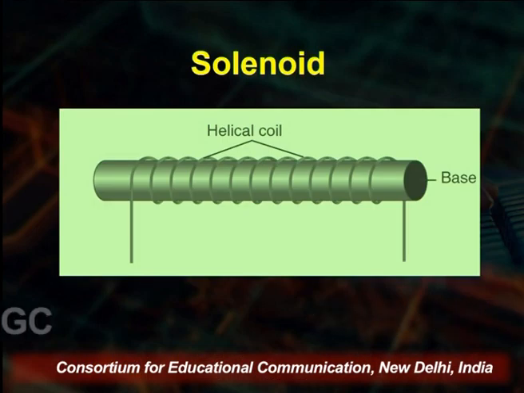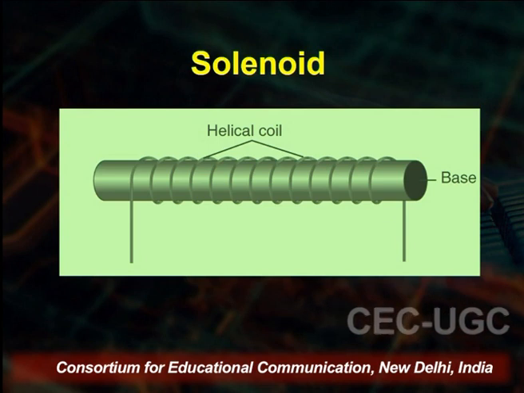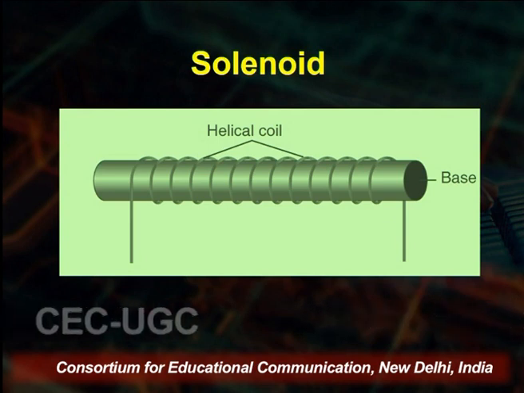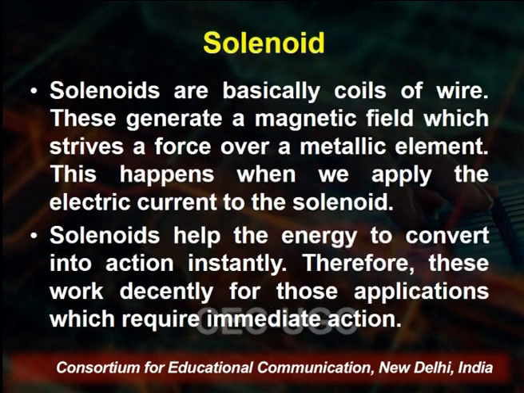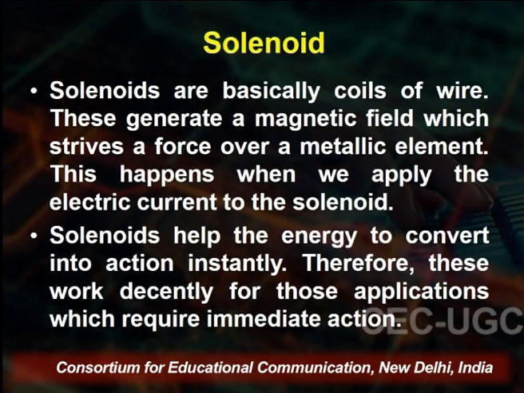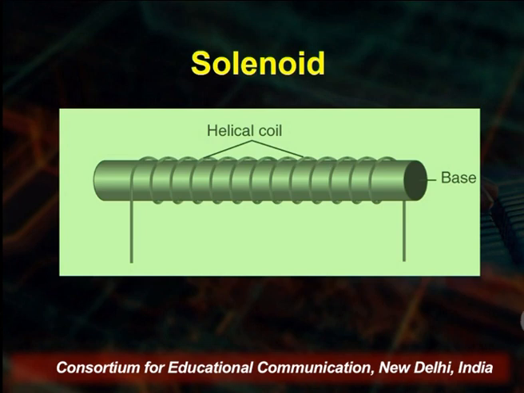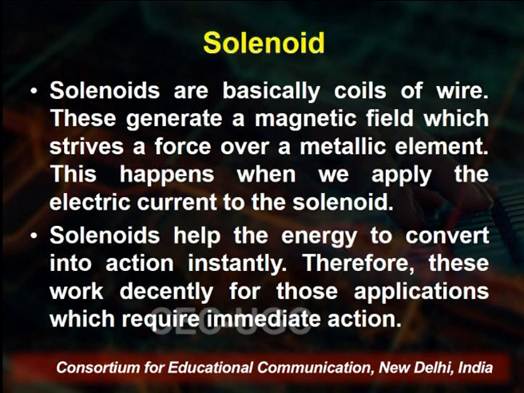So on the screen you are seeing a solenoid which has a helical coil on a base, and it has two terminals. This is the solenoid, basically coils of wire on the base, and this generates a magnetic field which exerts a force over a magnetic element. This happens when we apply electric current to the solenoid.